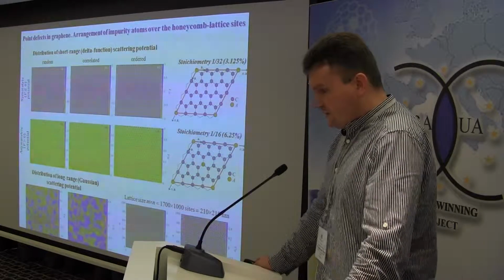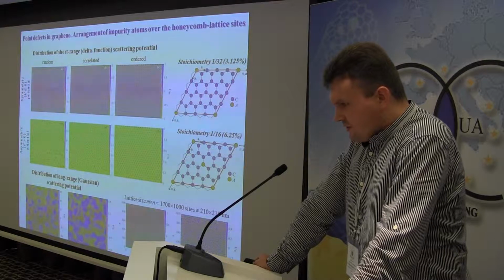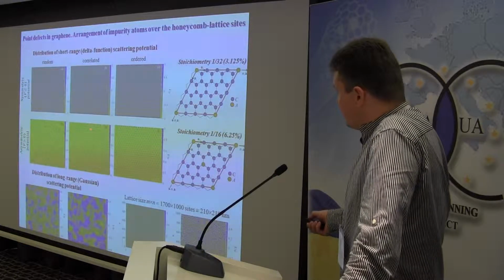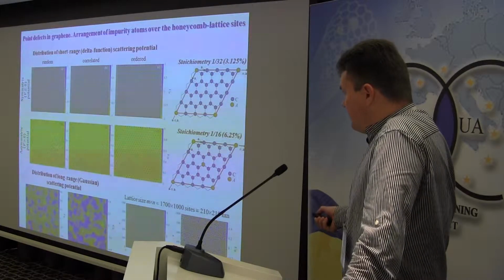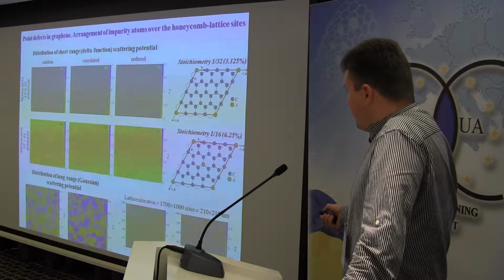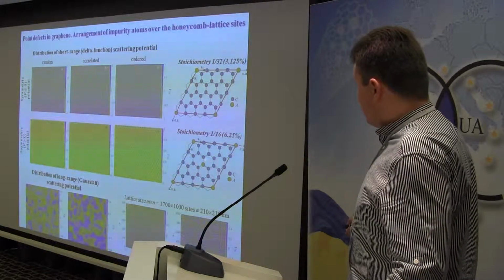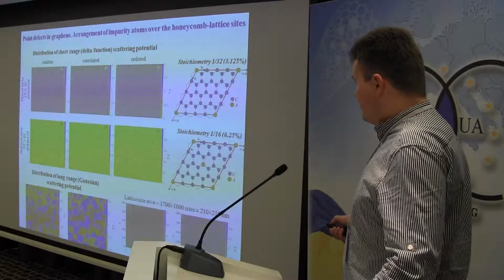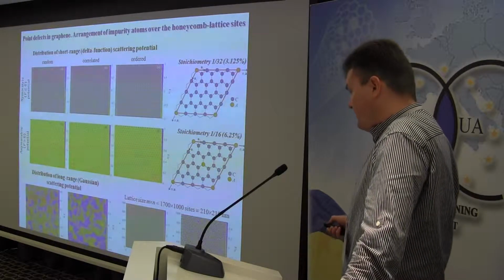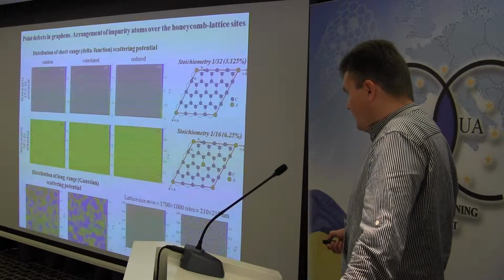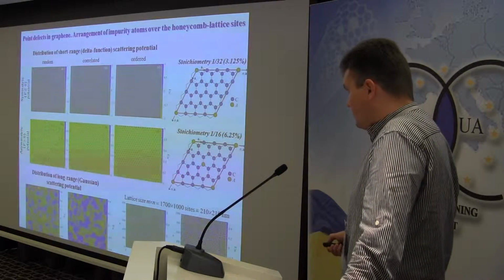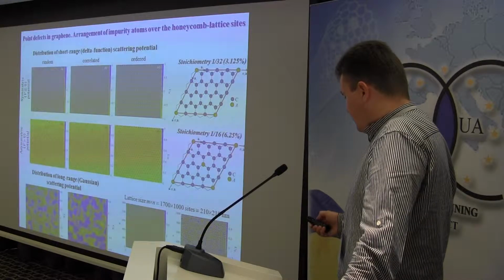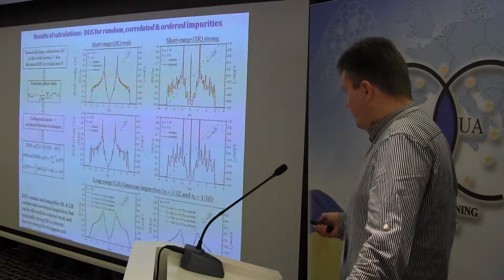So we model different configurations of point defects. We consider them as random, as correlated, and as ordered. If we have the latter case, when they are ordered, we consider two superstructures with two different stoichiometries. This is a figure for short-range impurities with two kinds of potential, symmetric and asymmetric. And if we model, for example, screened charged impurities, we use long-range potential. And this is also a picture for random and ordered defects.